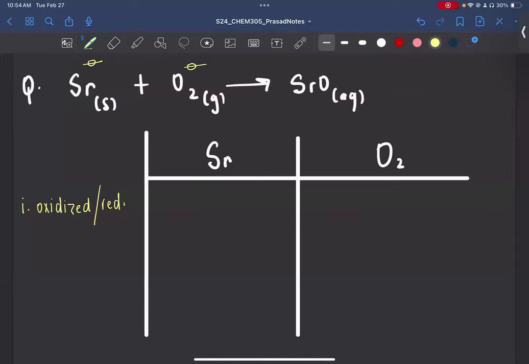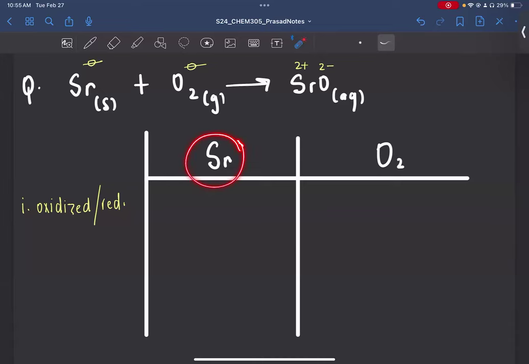Looking at the product now, the product is clearly a compound. They've combined. If we look at the charges, strontium, which is in group 2, is now 2+. Oxygen, which is in group 6, 2-. Charges are balanced. Everything's good. All right.